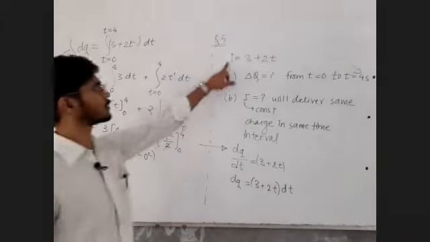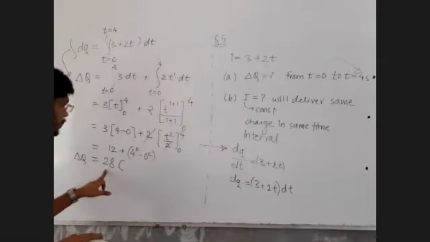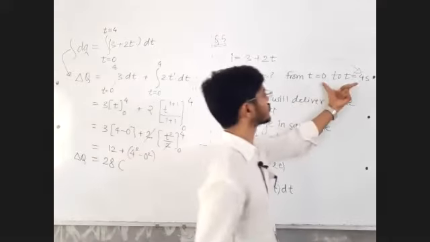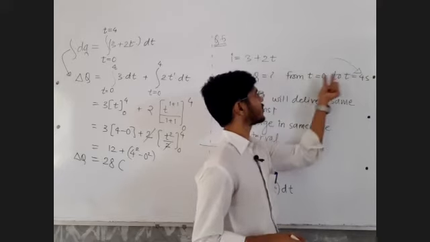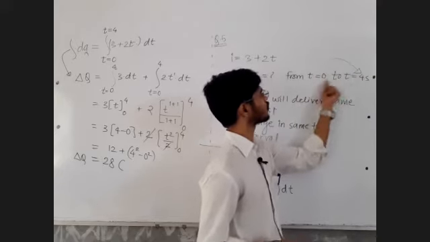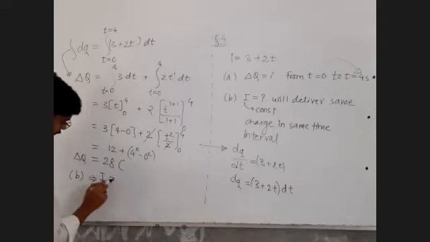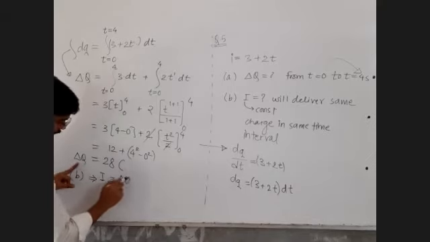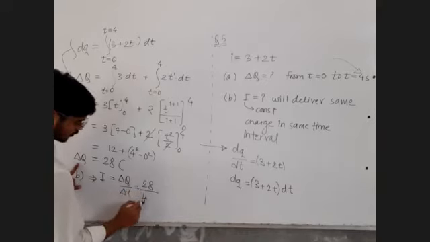Question 5 over. This was variable current, but that variable current has delivered 28 coulomb of charge in the time interval of 4 seconds. How to find the time interval? Final time minus initial time. So 4 minus 0 is 4. So 4 seconds is the time interval. Fine. So part B: I want to find a constant value of current that would have delivered the same amount of charge in the same time interval.